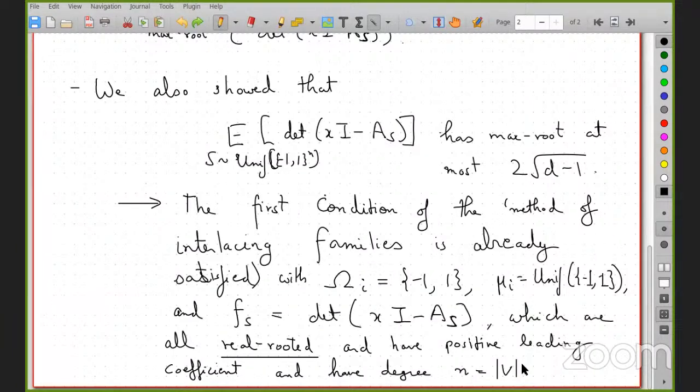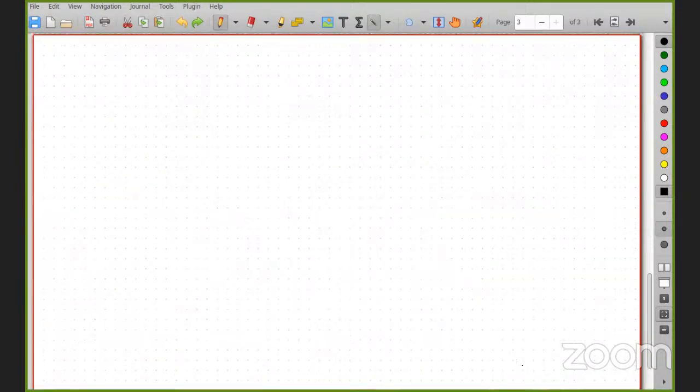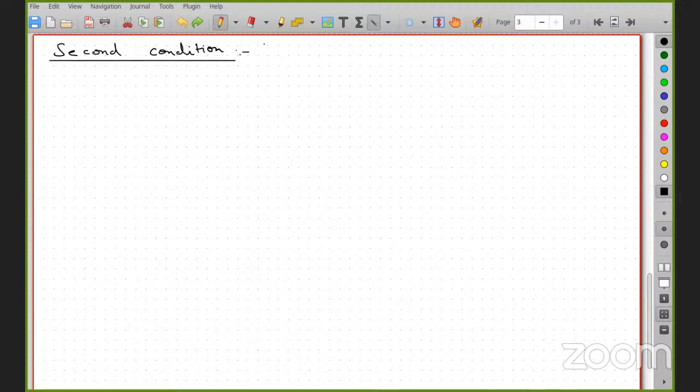Okay. So now we have to do the second condition. For this, we'll prove something slightly more general. First we show that the general statement implies the current statement, and for that we'll have to slightly restate what AS looks like.